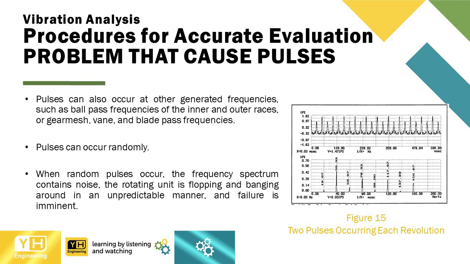Pulses can also occur at other generated frequencies, such as ball pass frequencies of the inner and outer races, or gear mesh, vane, and blade pass frequencies. Pulses can occur randomly.